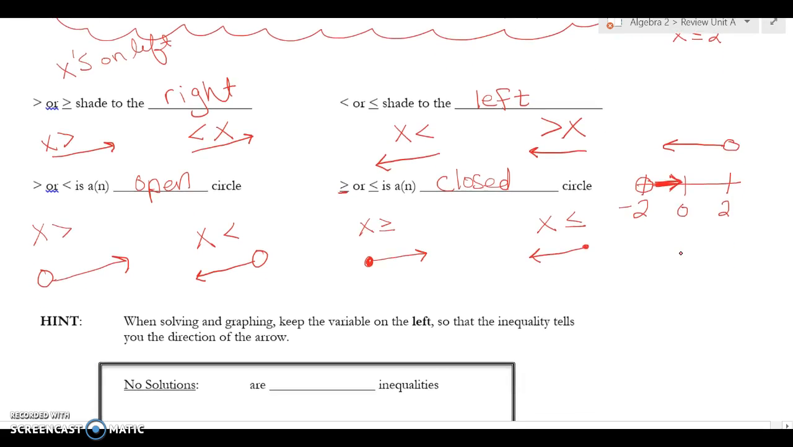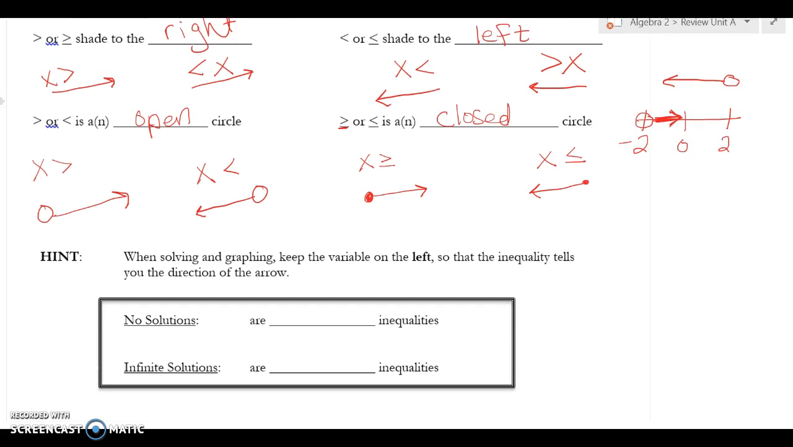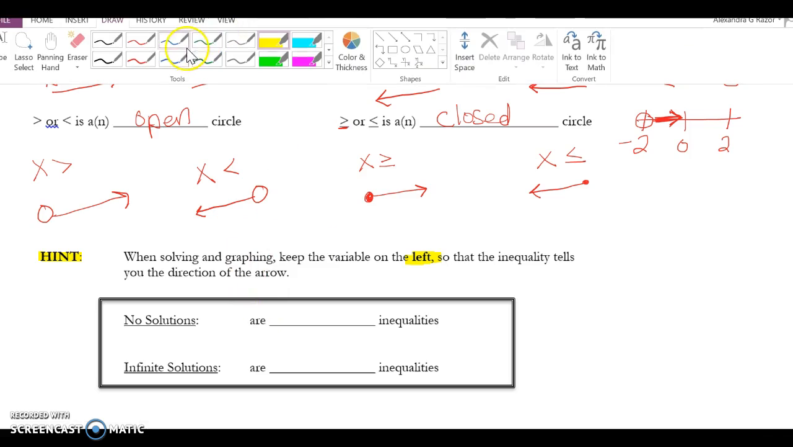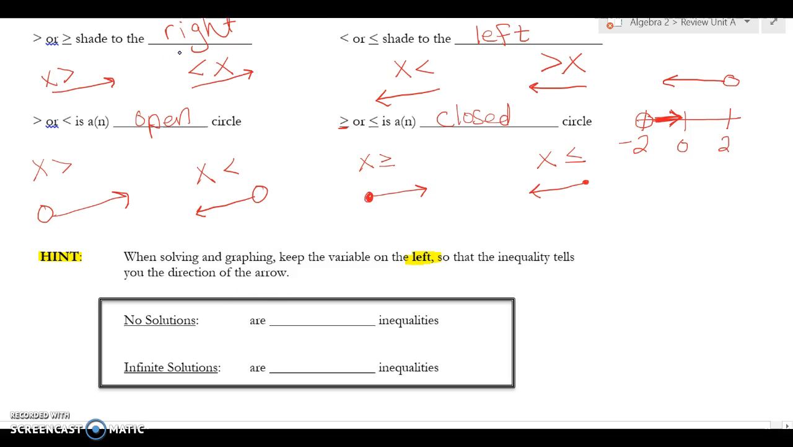All right, so I did give you one hint. The one hint I give for solving is my suggestion is just keep everything on the left. If you keep it on the left, then you're going to go the way it's supposed to go. If it says less than, you go to the left. If you say right, greater than, you go to the right. But when you have your x's on the other side, it can get a little tricky.